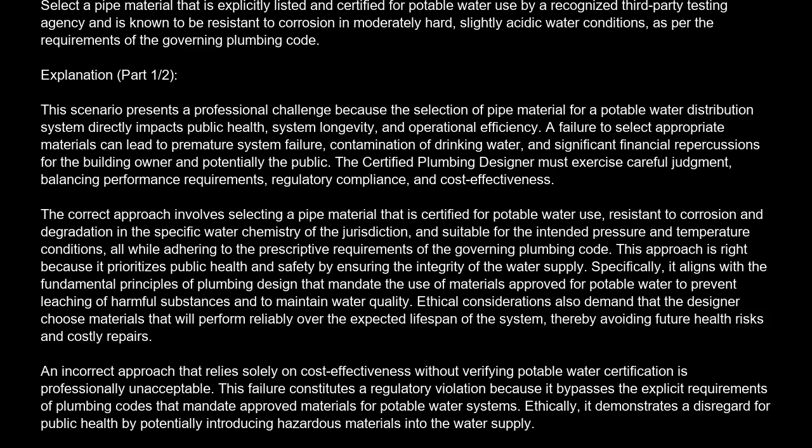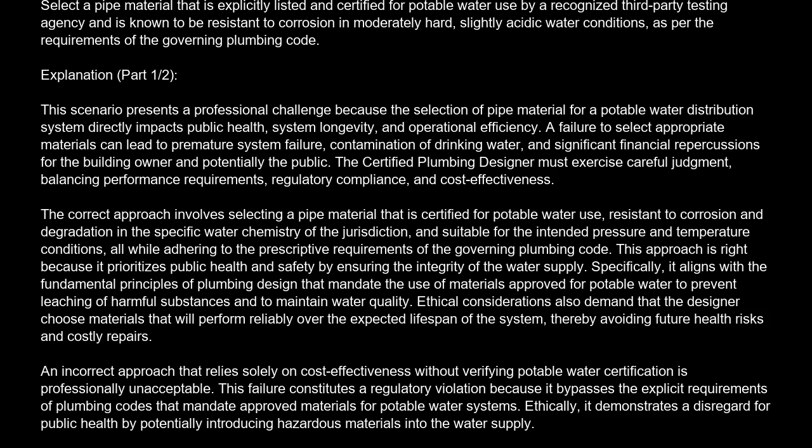The correct approach involves selecting a pipe material that is certified for potable water use, resistant to corrosion and degradation in the specific water chemistry of the jurisdiction, and suitable for the intended pressure and temperature conditions, all while adhering to the prescriptive requirements of the governing plumbing code. This approach is right because it prioritizes public health and safety by ensuring the integrity of the water supply.